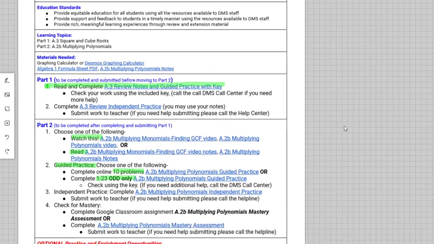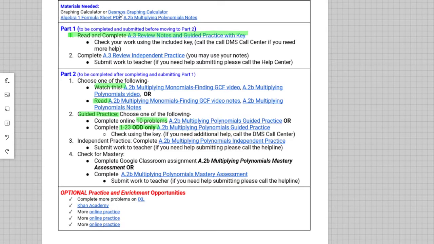And then I'm going to scroll down just a second to show you. There's also access to materials that you may need. There's the notes, the formula sheet, and the calculator. Honestly, I think just the notes is going to be the only thing you really need for this unit.